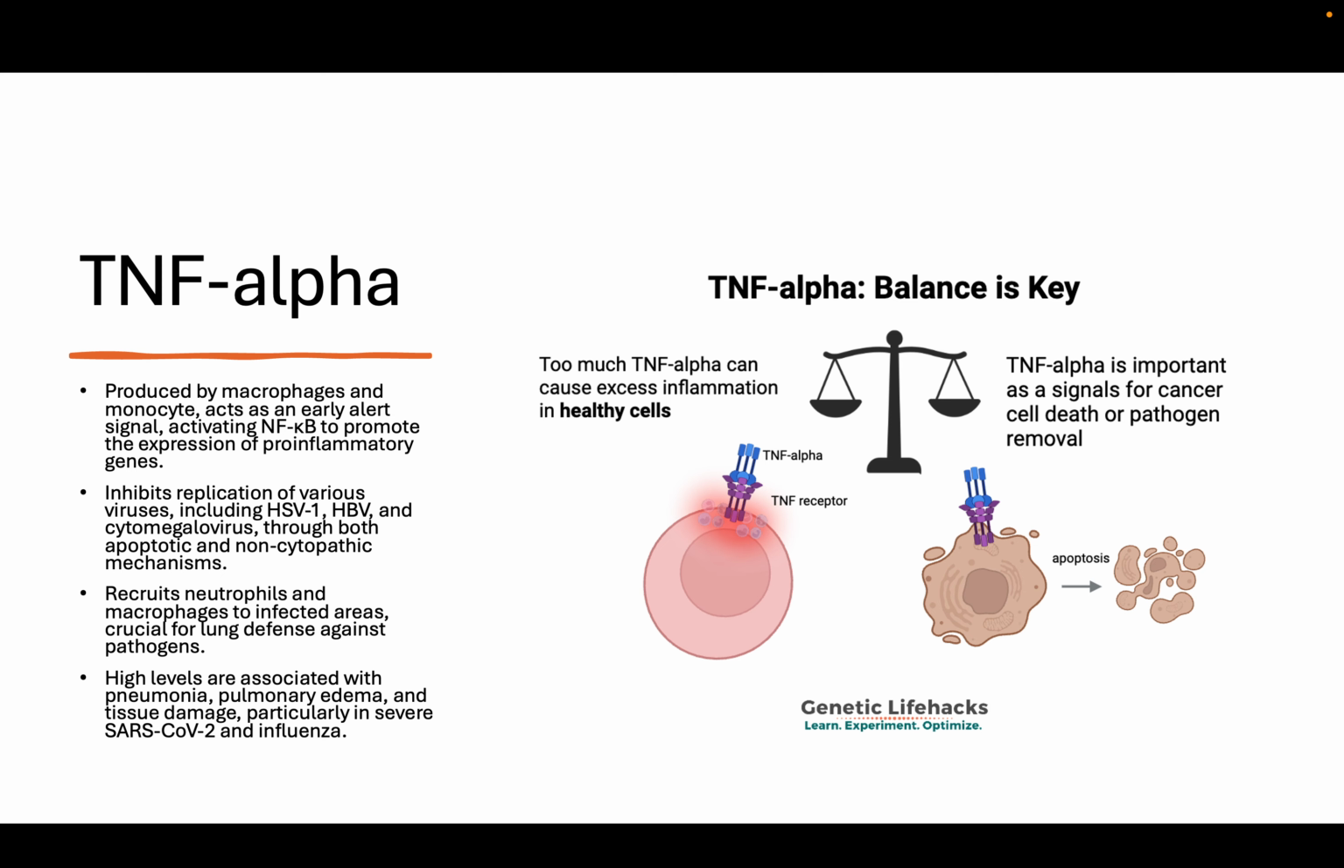But of course, having too much TNF alpha can cause excessive inflammation, which could lead to pneumonia, because you're bringing too many macrophages and neutrophils to your lungs. They can cause pulmonary edema, because too much inflammation makes your lymph nodes release a lot of lymph, and that can cause edema. You can have a lot of tissue damage, so this is dangerous. And we see this a lot in SARS-CoV-2 and influenza. These are respiratory viruses that induce TNF alpha production, which can cause a lot of macrophages and neutrophils to come into your lungs to do a lot of killing in there.